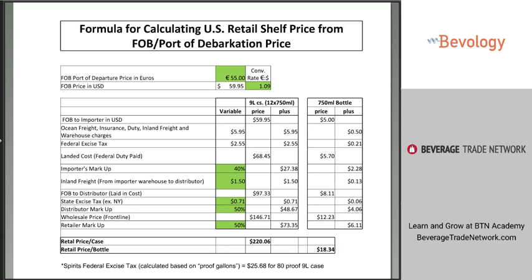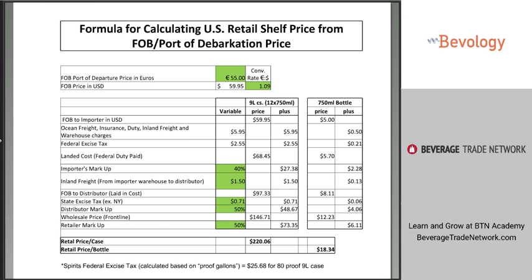And in reality, that 5.95 ought to be in green. We know that the federal excise tax is going to be $2.55 per 9-liter case, which works out to 21 cents a bottle. So these costs get added. That's what this column is. So 59 plus 5.95 plus 2.55 gives you 68.45.